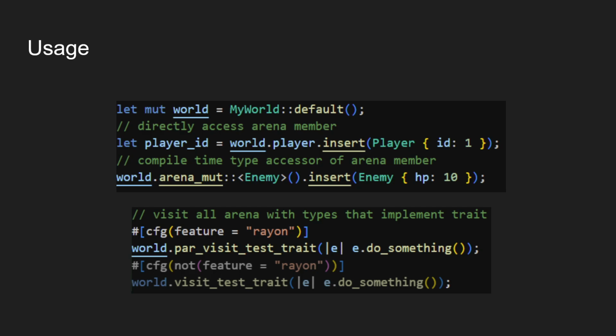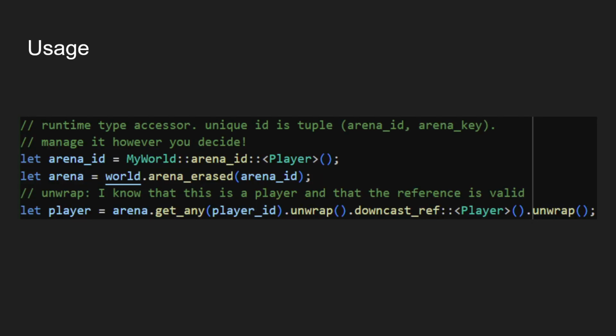And then you can visit all entities which implemented traits. You can do this in parallel or not in parallel, depending on if you have the rayon feature enabled. And what this will do is it visits, and everything's bound at compile time, each archetype which implements that trait. And it's important to know that this is all at compile time. Otherwise, if you did runtime dispatch per each entity, then this would be extremely slow. There's also a type erased API. So let's say you have a reference to something in the world, but you don't know specifically what type it is. Then you can work with that as well with a runtime arena ID.